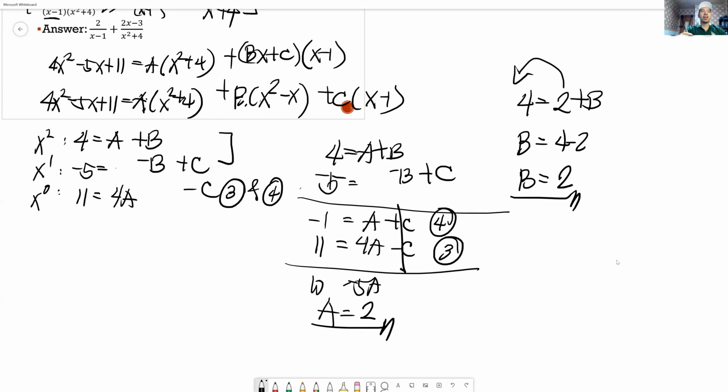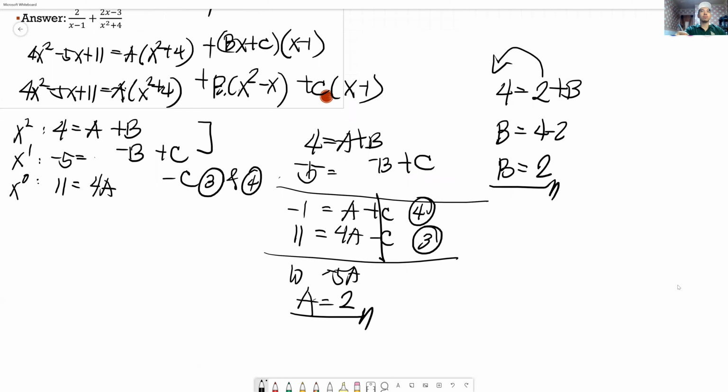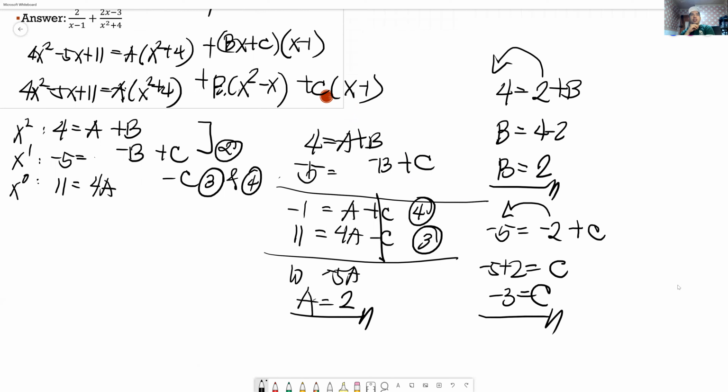So we'll already have our a and our b. So now let's have our c. So how do we obtain our c? The easiest equation would be using equation number 2. So that would be negative 5 equals negative 2 plus c. Transposing negative 2 to the other side, that would be negative 5 plus 2 is equal to c. And that would be negative 3 equals c. Okay. So we'll now have all the coefficients.